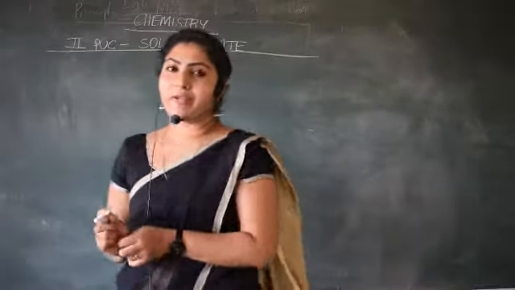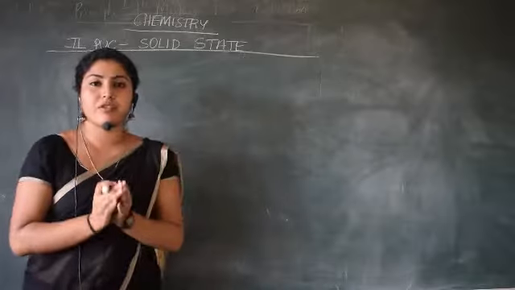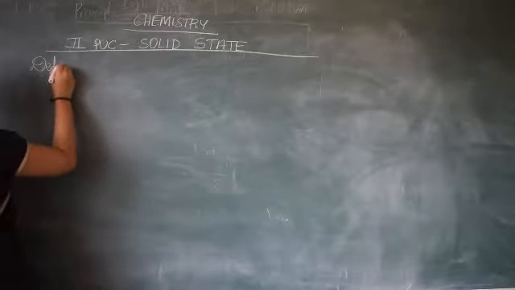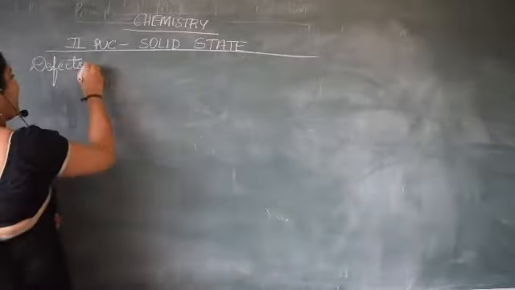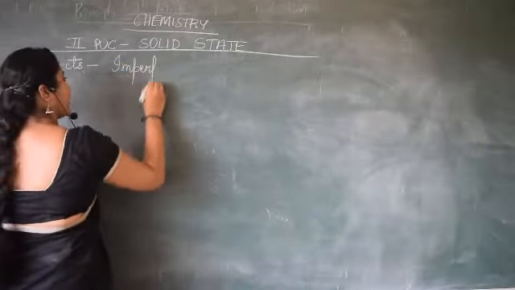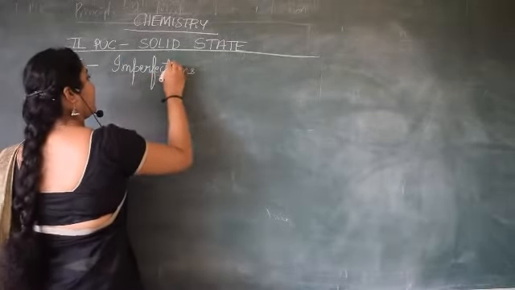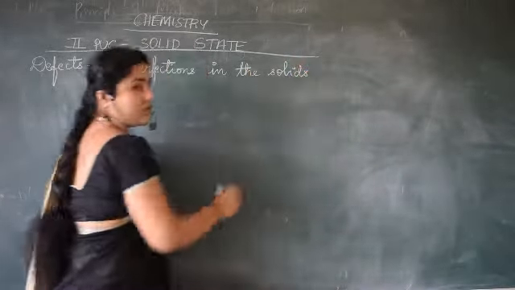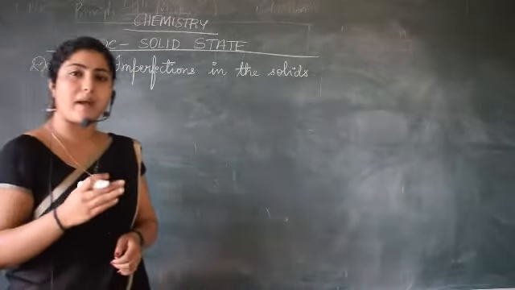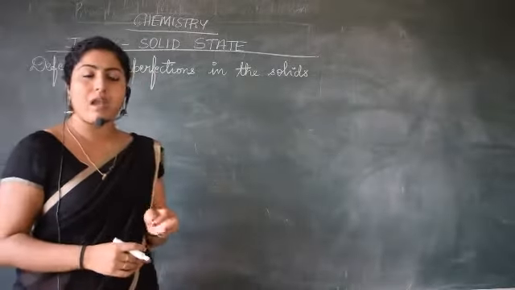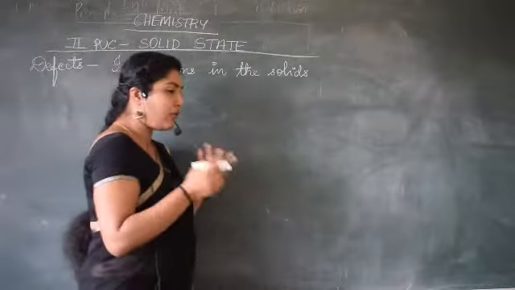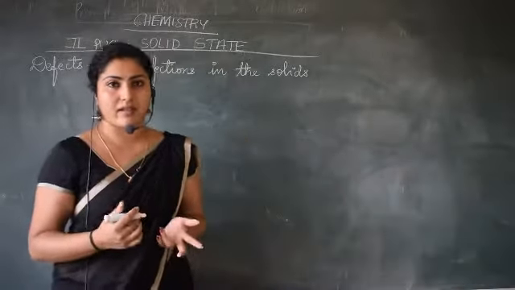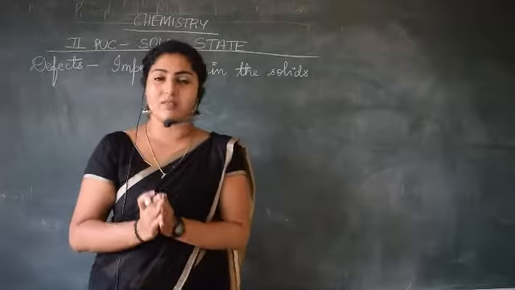In the previous video, we studied the introduction of imperfections in solids. I told you that they are also called defects. What are defects? Defects are nothing but the imperfections in the solids or in the crystal lattice. The imperfections that we see in the arrangement of constituent particles are called defects. In any solid, you cannot say that it is free from defects. You cannot have a perfect crystalline solid.